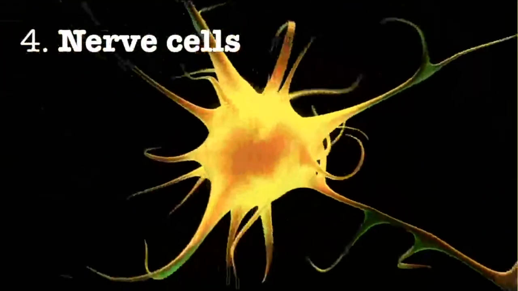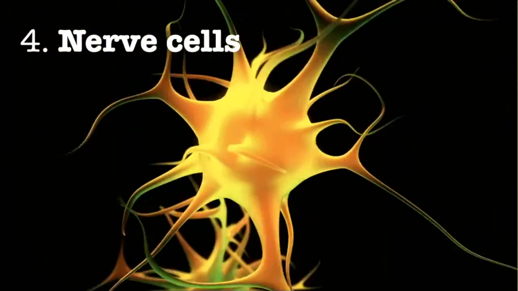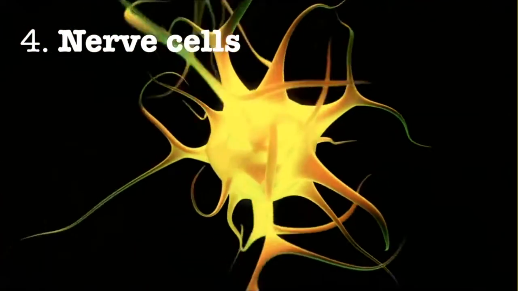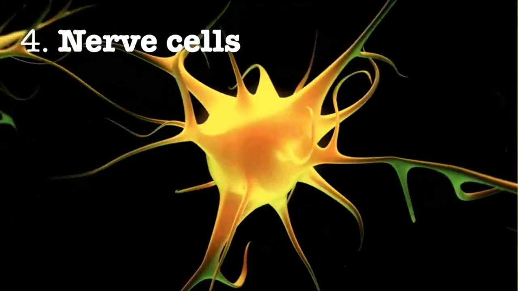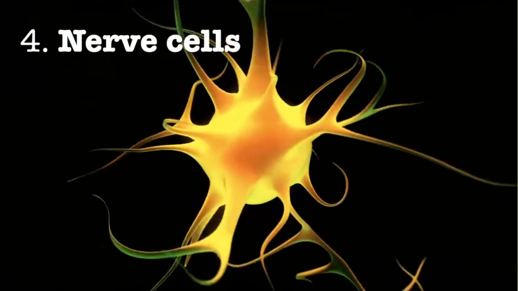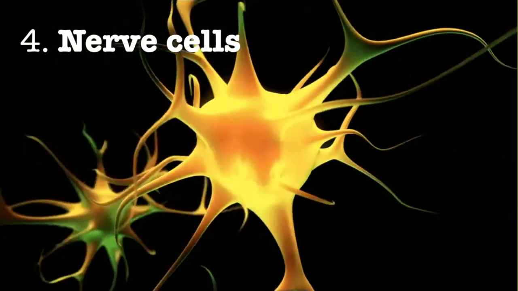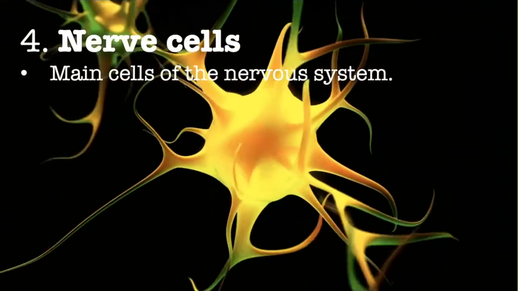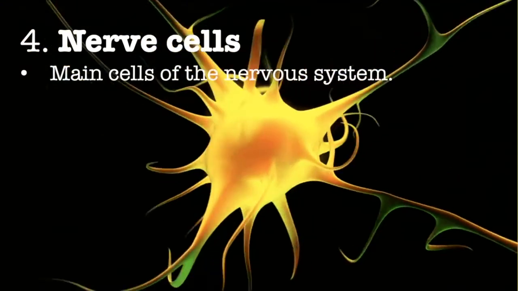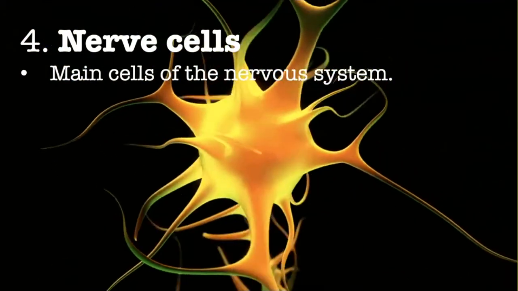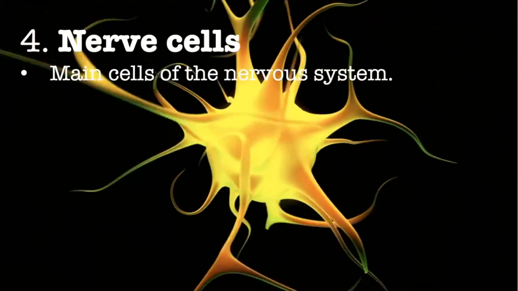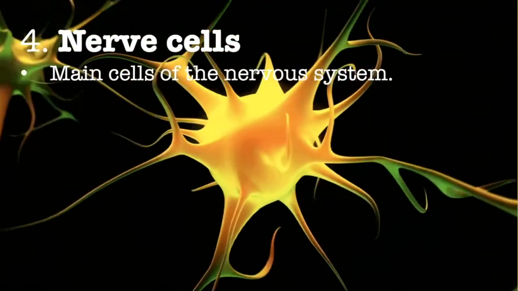That is the nerve cell. Nerve cell is also called neurons. They are the main cells of the nervous system. The human brain alone has around 100 billion nerve cells.